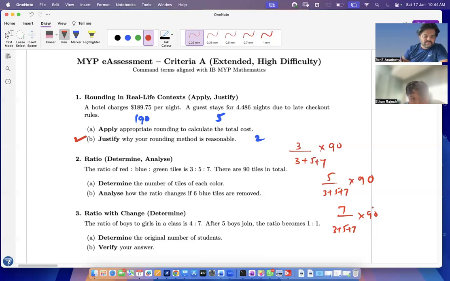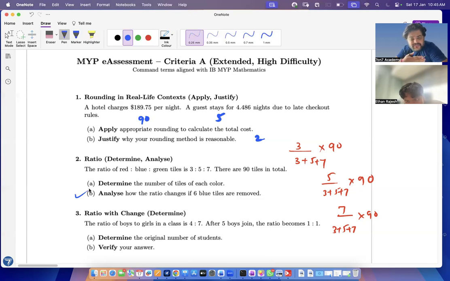Understand? So for 2B, when you have to analyze the ratio when 6 blue tiles are removed, do we have to solve it all again? To analyze how the ratio changes with the 6 blue tiles. So how many blue tiles are there? 5. And you remove 6. So this is not possible, no? Yes, it's not possible. You have -1 tile. You can't have a negative tile.